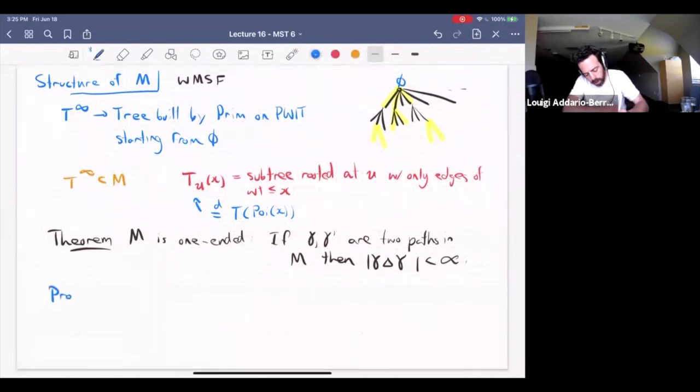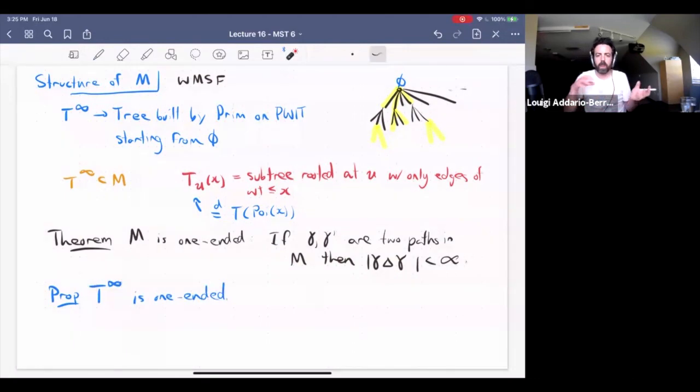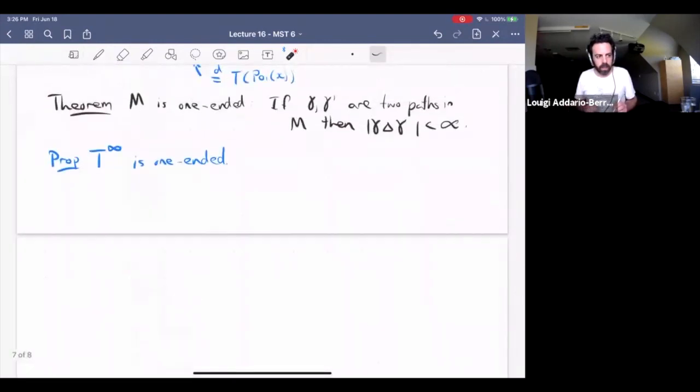So the first step in proving this proposition is going to be to prove that T infinity is one-ended. And once we know that T infinity is one-ended, then we'll need to show that all of these additional gluings that come from taking the union of all of the Prim trees don't create additional ends that get attached to T infinity. So that's our strategy.